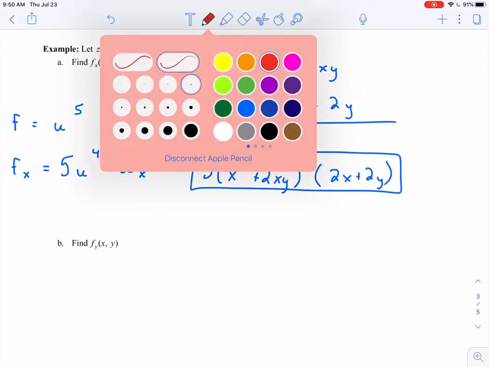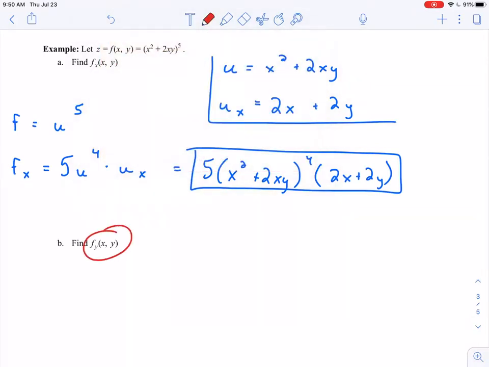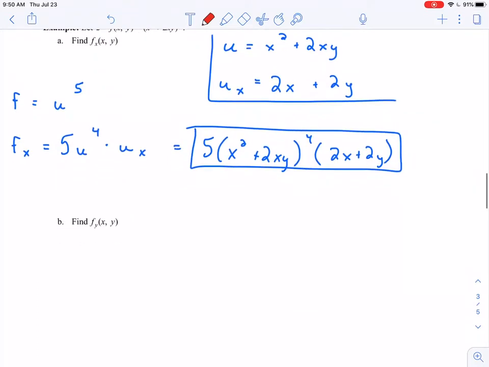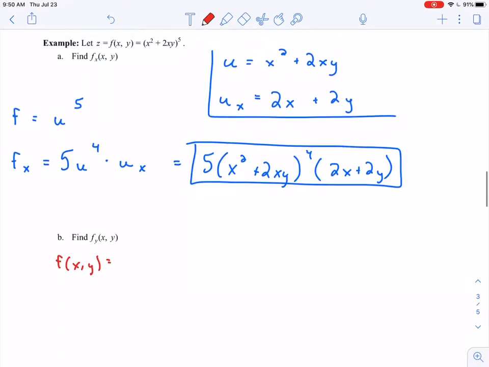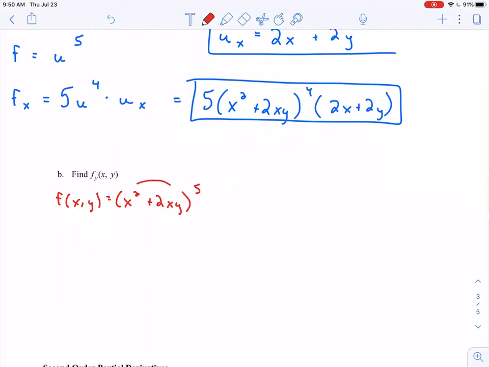Similarly then, if I want the partial derivative with respect to y, it's going to be a very similar process here. So again, let's just write our function so that we have it in front of us. This is x squared plus 2xy raised to the fifth power. So again, I see this function here, which is x squared plus 2xy. As soon as you see that y, you know that we're going to have a chain rule here because it's inside of this fifth power.